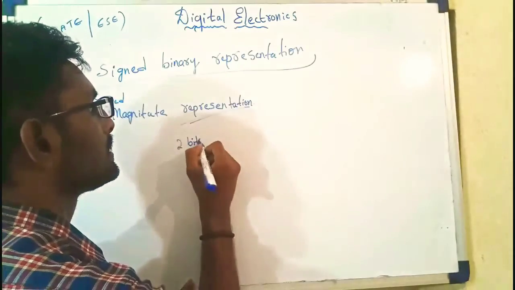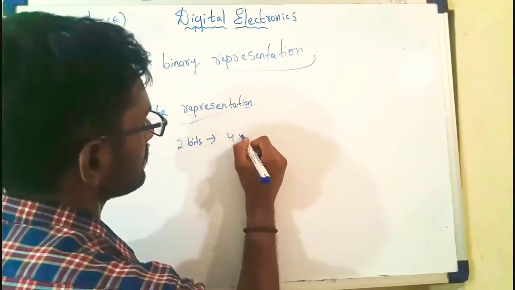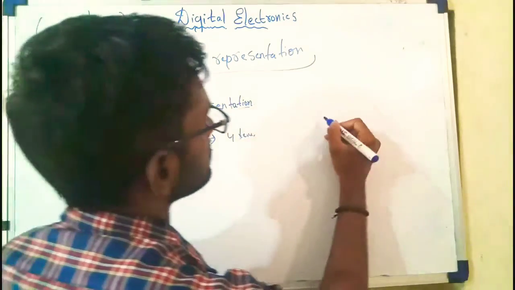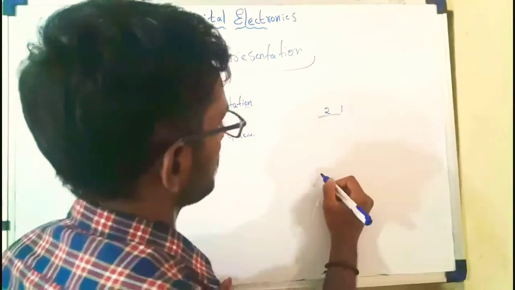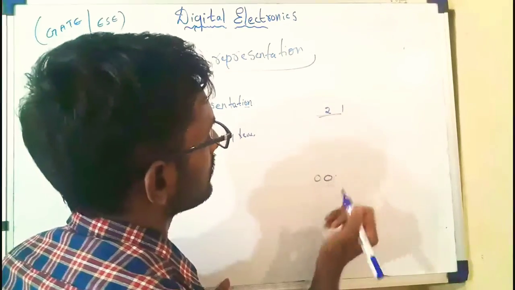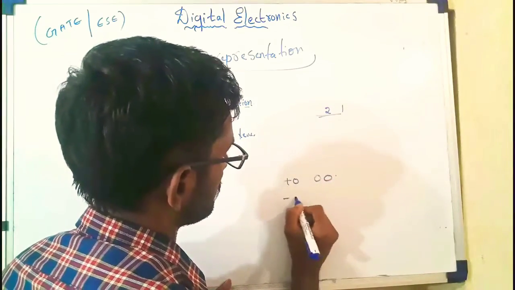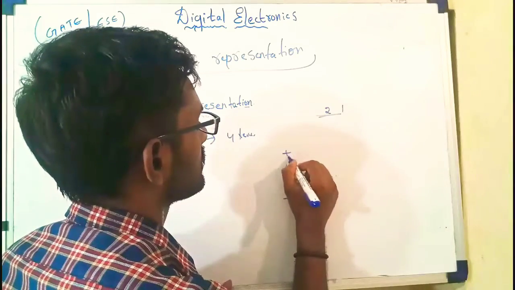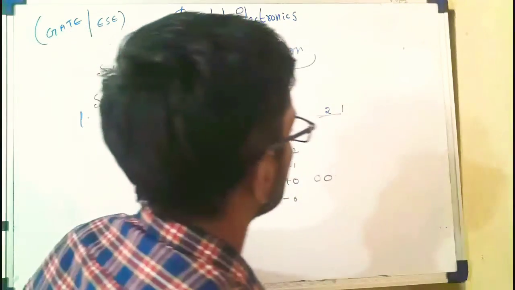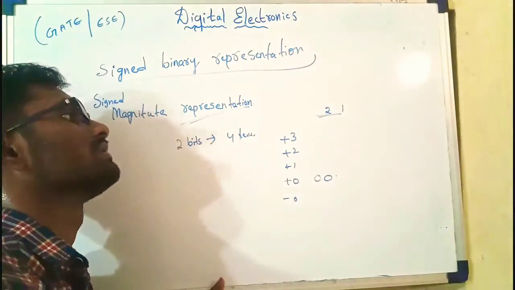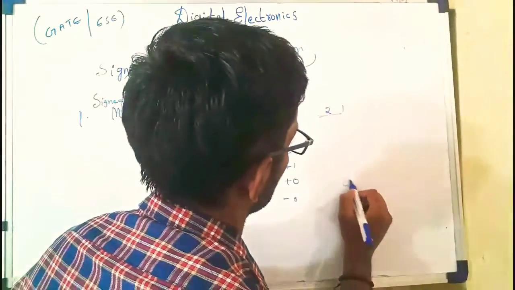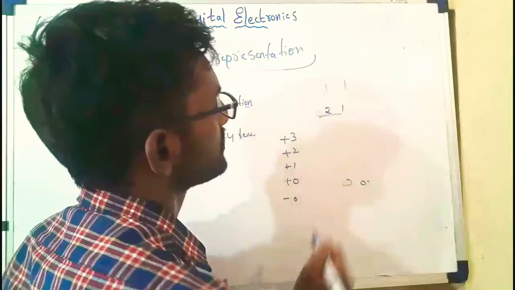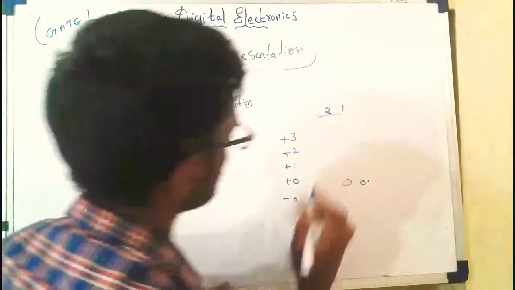So I am taking 2 bits. For 2 bits we will get 4 levels. For 0, I am taking it as 0, 0. This is for plus 0 or minus 0. Plus 1, plus 2, plus 3. For 2 bits, the maximum value is plus 3. Because for 2 bits, we will get 4 values. The maximum value will be when these 2 bits are 1s. That means the sum is 3. So the maximum value here is 3.